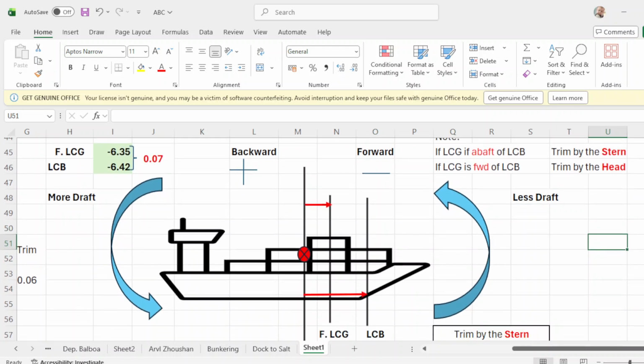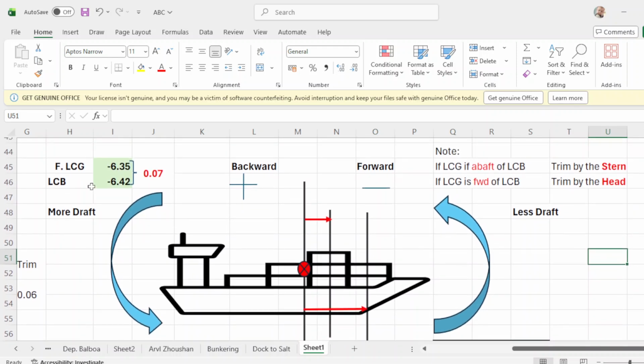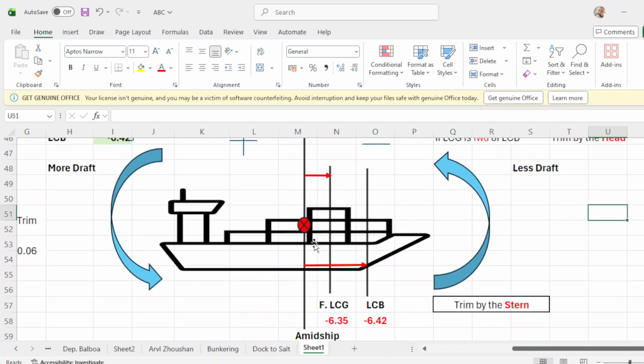Okay. And speaking of measuring this forward LCG, which is negative, from amidship, you measure from amidship going forward because it is negative when you measure forward. So LCG is from amidship measured up to this vertical point of 6.35. So with your LCB, which is also negative, measure from amidship going to 6.42, which is your vertical line here. So it is forward of your final LCG. Okay. So that's it, guys.